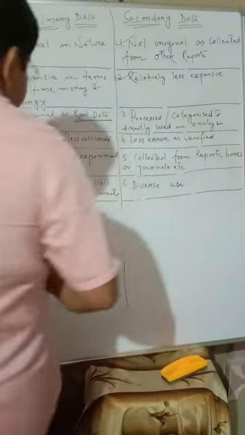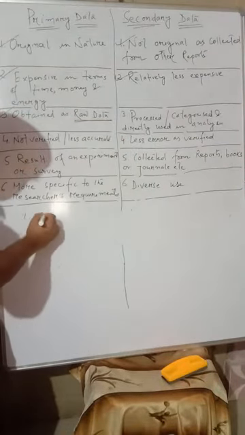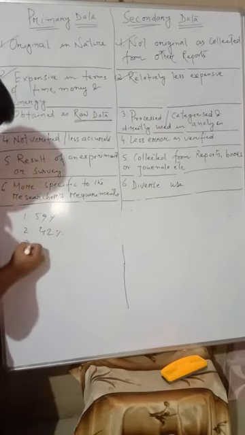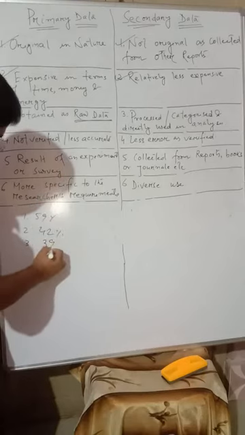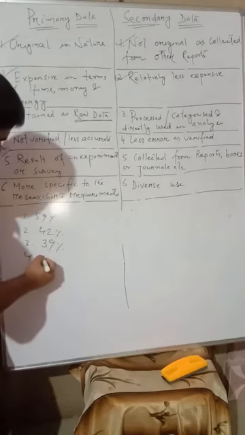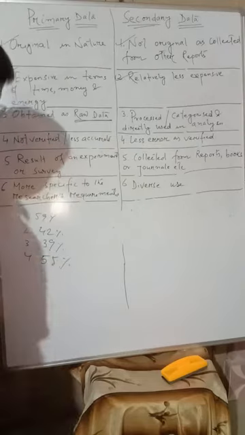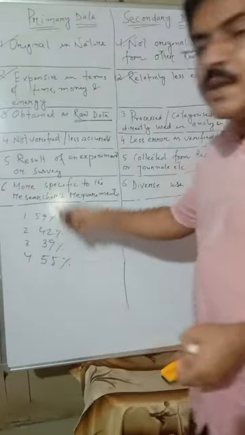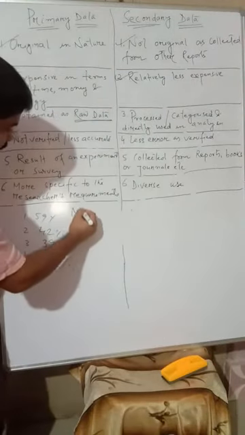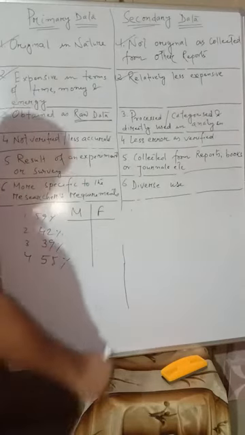Suppose I am giving some example here. The literacy rate in household 1 is, suppose, 59%, in household 2 suppose it is 42%, in household 3 suppose it is 39%, and suppose it is 55% in the next. In that way I am collecting information from the households. So these are the raw data. Now if I have categories, suppose male and female, then these are the classifications.